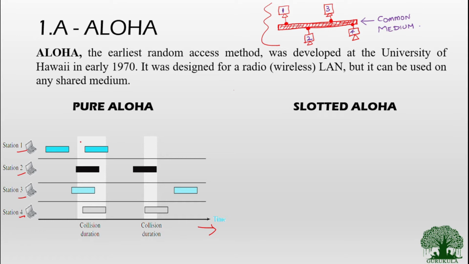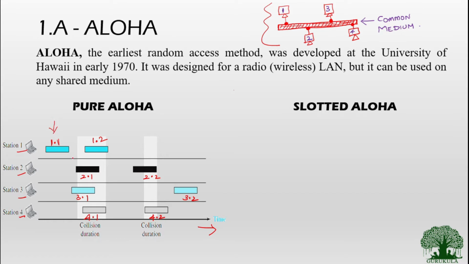You can observe that each and every station is transmitting 2 frames in the medium. This is frame number 1.1, which represents station 1's first frame, and this is 1.2, station 1's second frame. Similarly, the frame numbers here will be 2.1 and 2.2, then 3.1 and 3.2, and here it is station number 4 frame number 1 and station number 4 frame number 2.